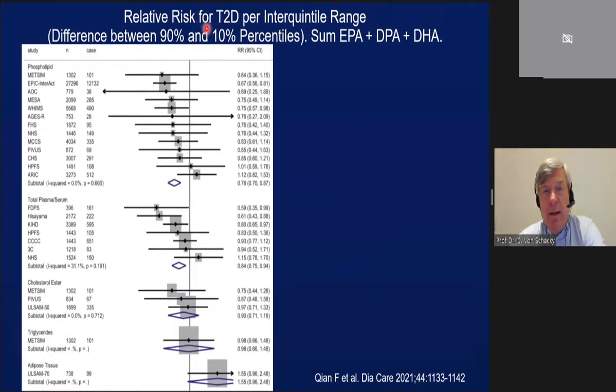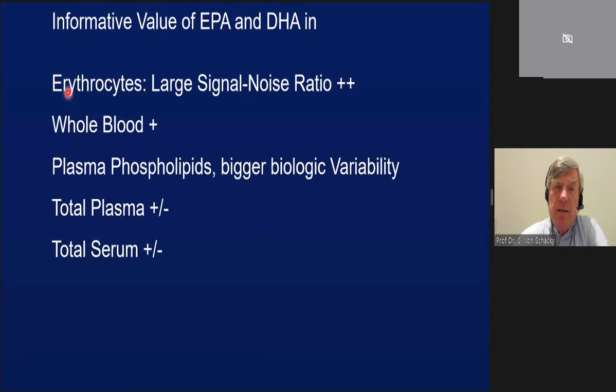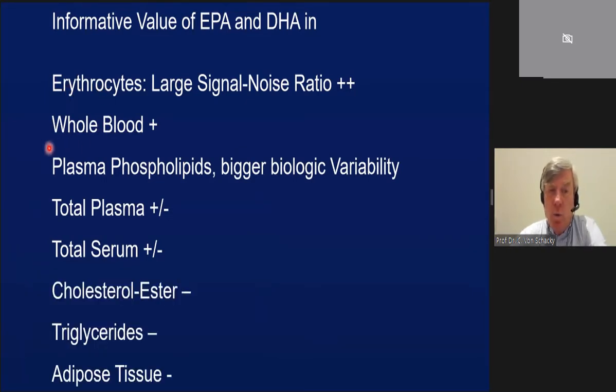Same thing for later development of type 2 diabetes. Analyzing adipose tissue is not informative, as it is true for triglycerides, cholesterol esters, total plasma. And if you want to see something, you better analyze red blood cells. So the informative value of EPA and DHA is best in red cells, worse in whole blood, and you don't want to really analyze all the other fatty acid compartments that are listed here.